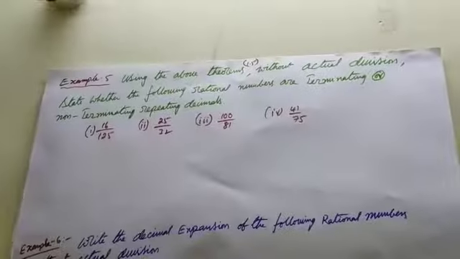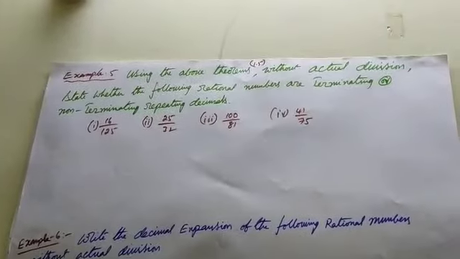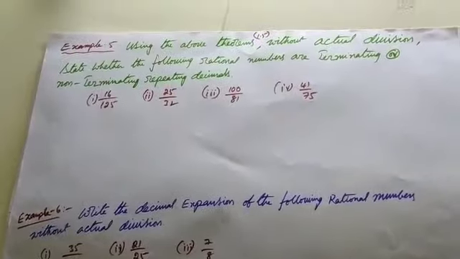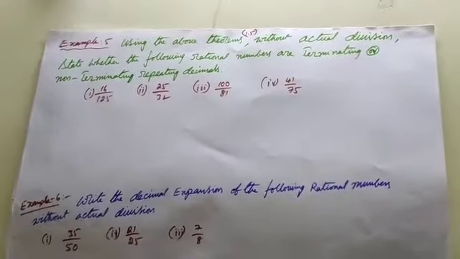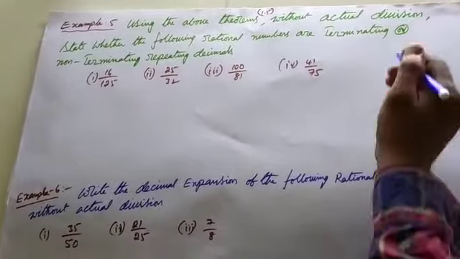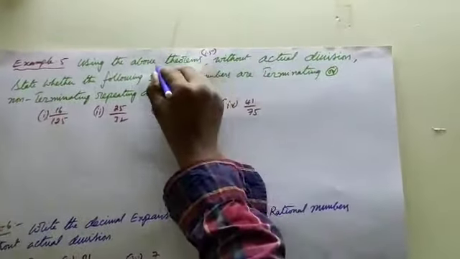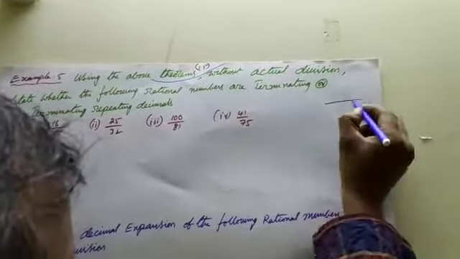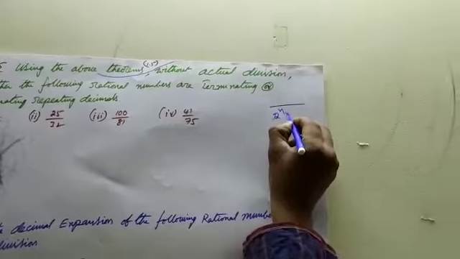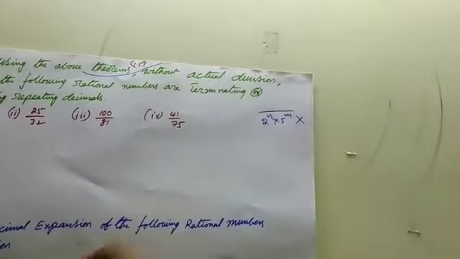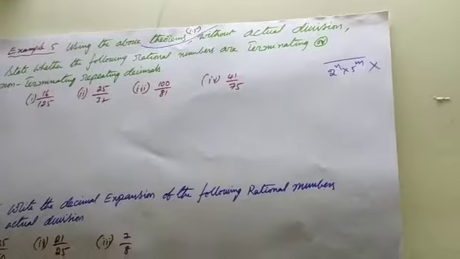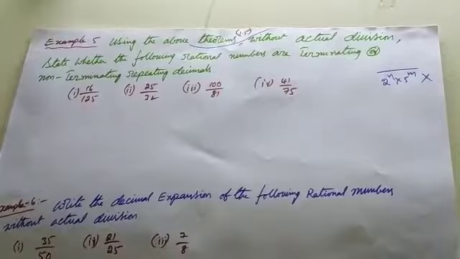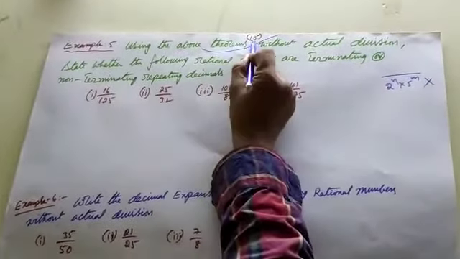Okay, go to example 5, like the examples before. Theorem 1.5 says the denominator portion not in 2 power n into 5 power m is called non-terminating. What is the meaning of the above theorem? Just discuss the theorem, theorem number 1.5.